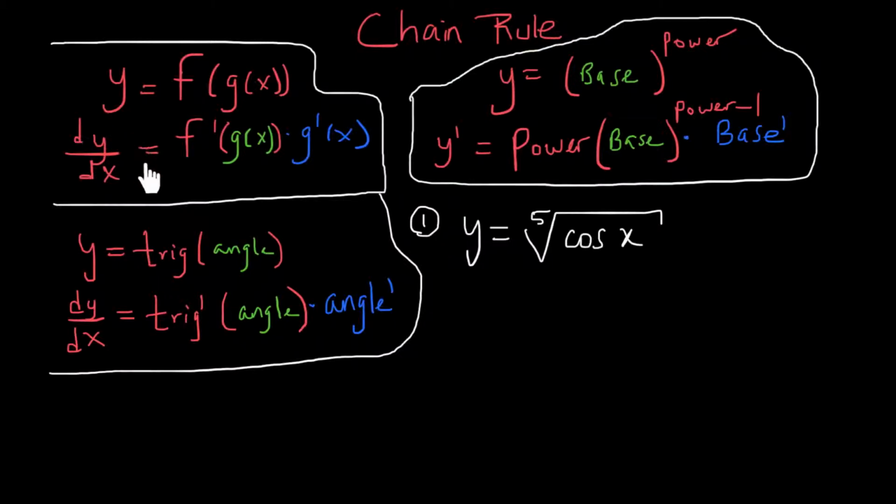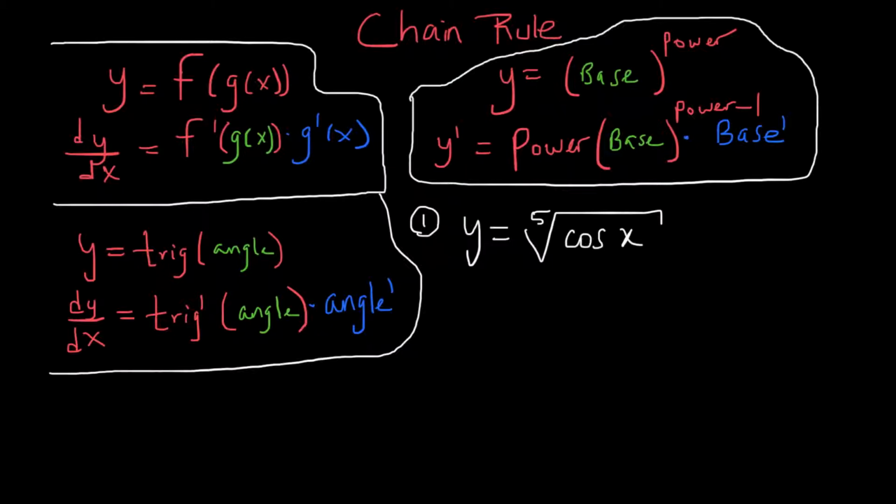The first one here says if you have a function y and it's equal to f of g of x, a function within a function, or a function composition, then to get the derivative we start with the outside function and we get the derivative of f, but we leave the inside function the same, and then after we take that first derivative, then we multiply by the derivative of the inside function, or g prime of x.